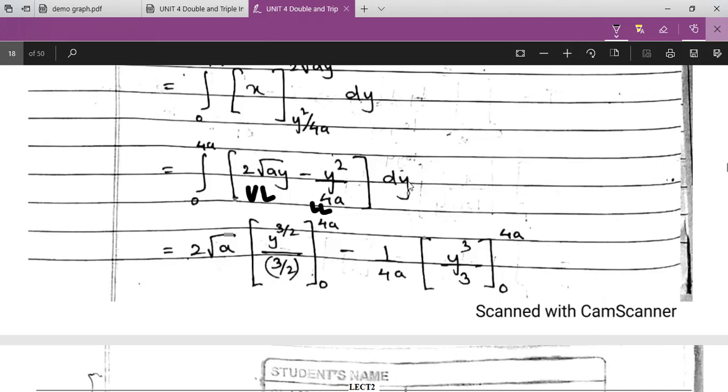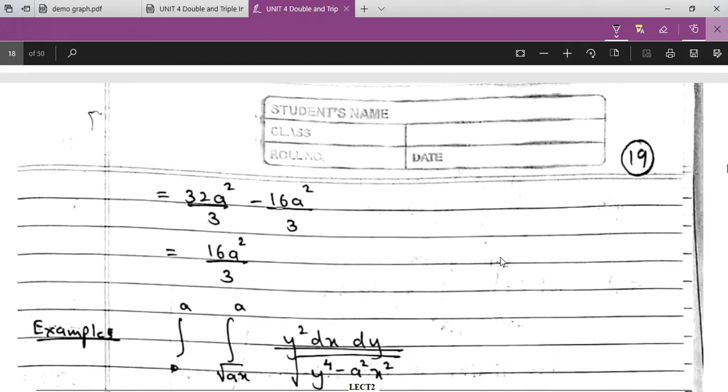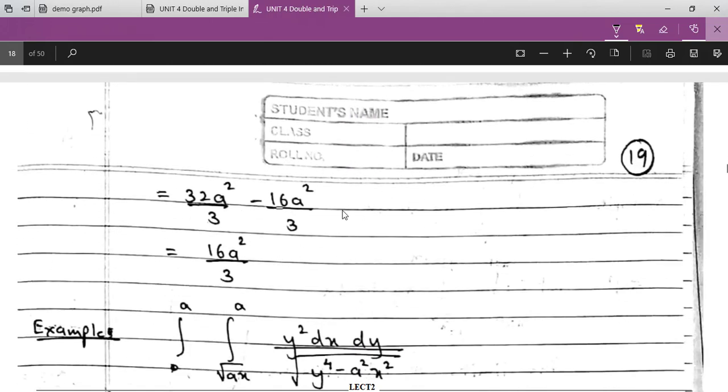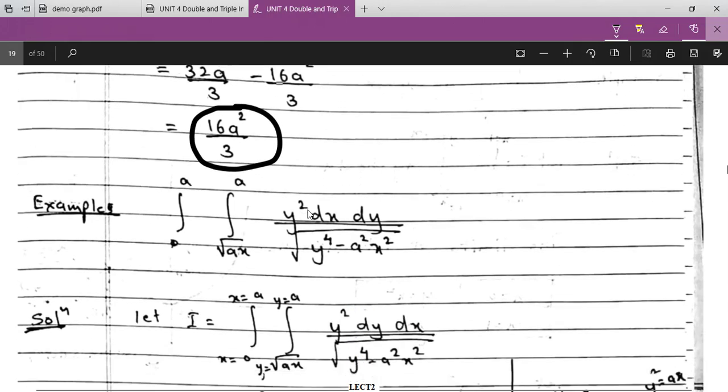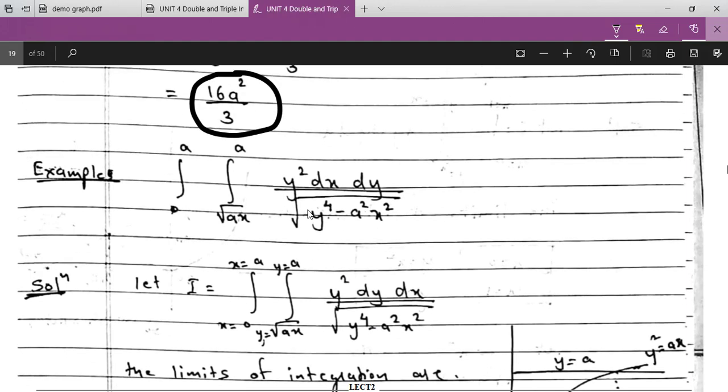So I need to integrate this with respect to y. The square root of y, and this 2 I will take outside, so it becomes y power 1 by 2. Integration of y to the 1 by 2 turns out to be y to the 1 by 2 plus 1, that is 3 by 2, divided by 3 by 2, minus y square is y cube by 3. Finally, when you evaluate, you get this answer. Okay, yeah.